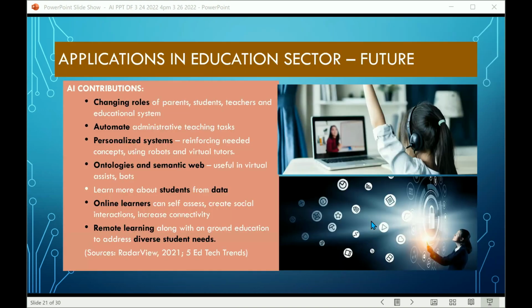In applications and the educator sector, the future of AI contributions. We have the roles of students. They're changing. There's more participation. The students get to choose which mode of learning they have. As I mentioned, self-assessment, setting up social networks or groups, increasing their connections.